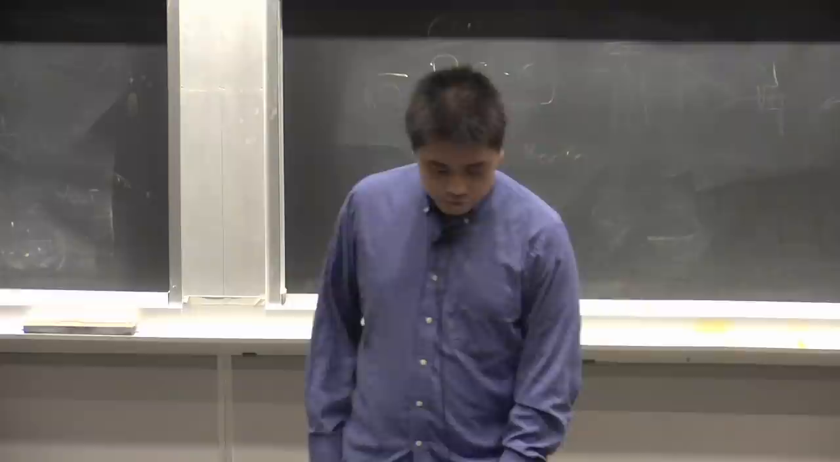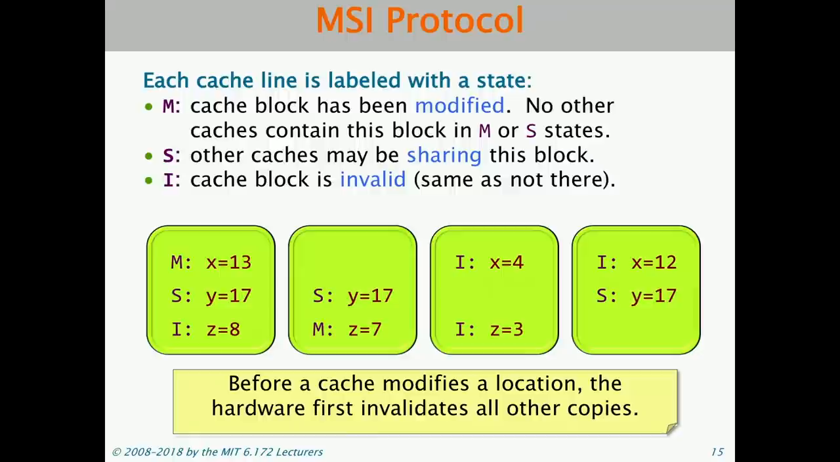So the three states in the MSI protocol are M, S, and I. M stands for modified. When a cache block is in the modified state, that means no other caches can contain this block in the M or the S states. The S state means that the block is shared, so other caches can also have this block in shared state. And finally, I means the cache block is invalid. That's essentially the same as the cache block not being in the cache.